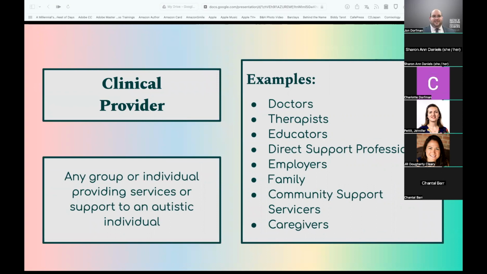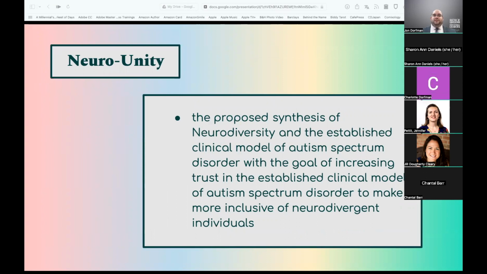All right, so what is a clinical provider? A clinical provider is any group or individual providing services or support to an autistic individual. We have some examples here, including doctors, therapists, educators, DSPs, employers, family, community support servicers, and caregivers. Neuro-Unity, which we're all here for, is the proposed synthesis of neurodiversity and the established clinical model, with the goal of increasing trust in the clinical model to make it more inclusive of neurodivergent individuals.